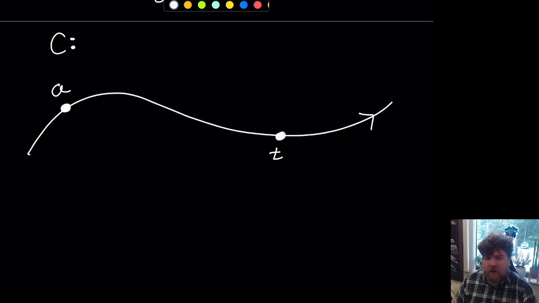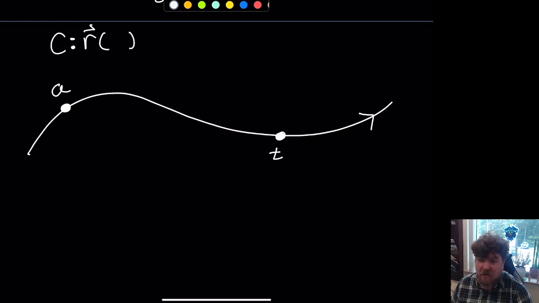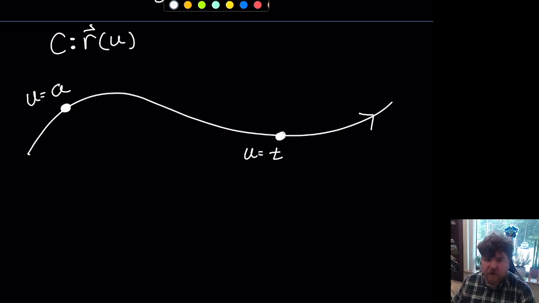Right? So here I'm actually using T as a stopping point. I don't want to use T as a parameter. I want to use T as just kind of a fixed value. I want to start at A, I want to stop at T. So in order for me to write down my curve using this notation, I'm going to represent the curve not as r of t like we normally do, but I'm going to write this as r of some other parameter. Let's use the letter u. So now I can say that this point here corresponds to where u equals a, and this point here corresponds to where u equals t.